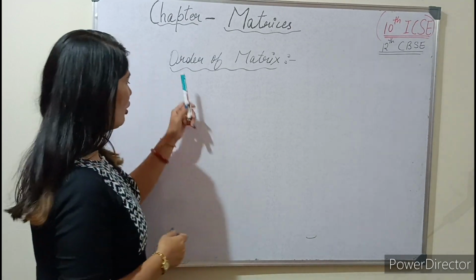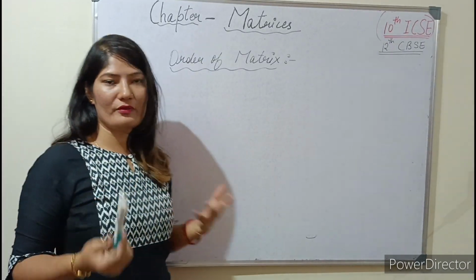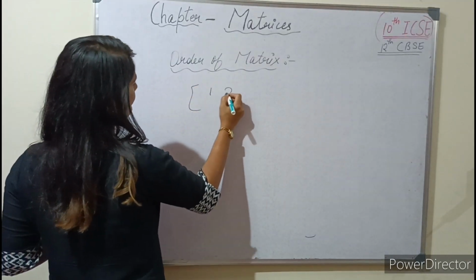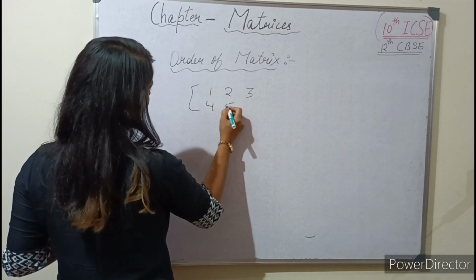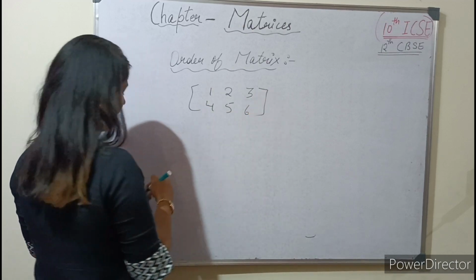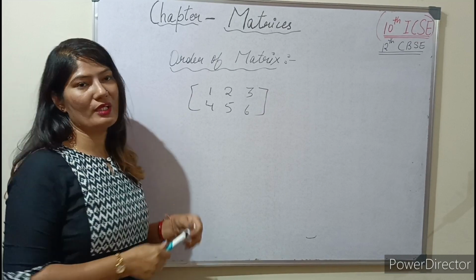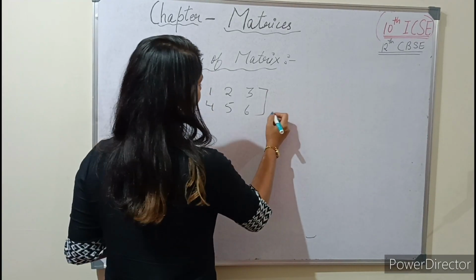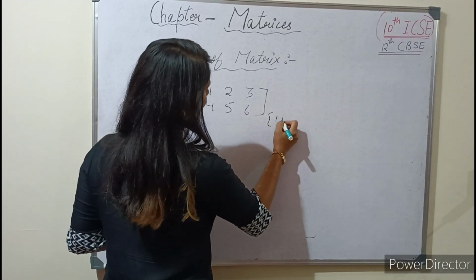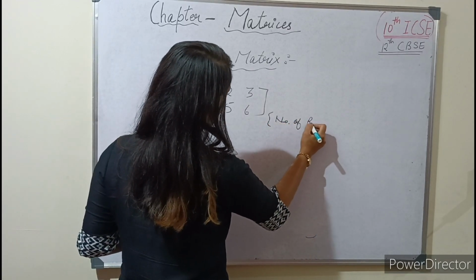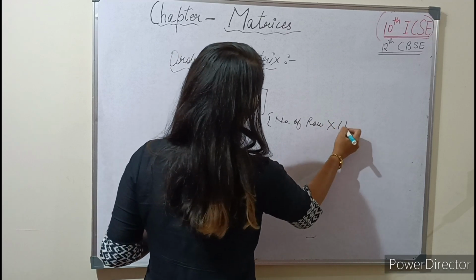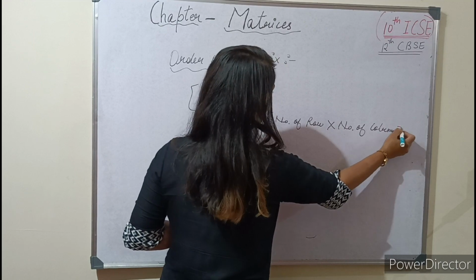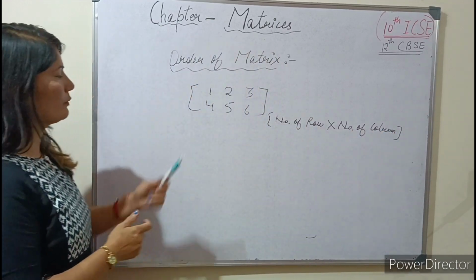Now the next topic is order of a matrix. So how to find the order of any matrix? If I write one example here, 2, 3, 4, 5 and 6. If you have to find the order of this given matrix, always keep in mind that the order of a matrix is always the number of rows multiplied by the number of columns. So now you can easily find the order of this matrix.